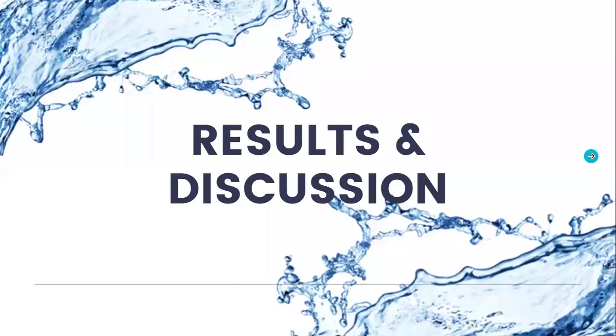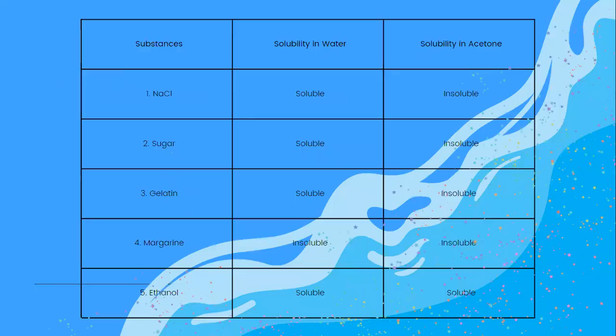Going on to the result and discussion, here we can see the table containing the solubility of each substance in water and in acetone. First, we have the NaCl, or sodium chloride, in water and acetone. It is soluble in water and partially soluble in acetone.